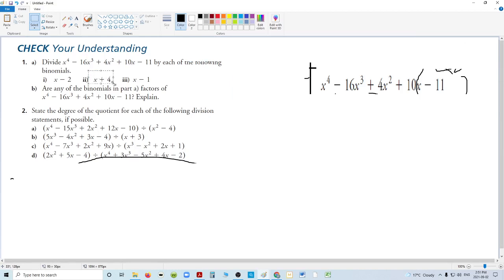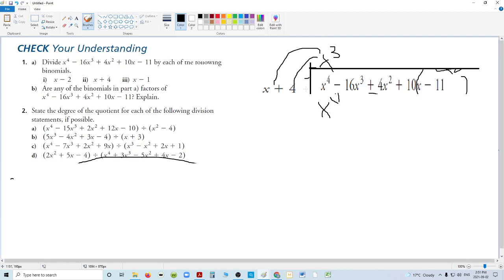And it's very good to do it because I'll tell you that it's very easy to make a mistake on these things. And the more you practice, the less mistakes you'll make. So what do I have to multiply x by to get x to the 4? It's x to the 3. When I multiply it, I get x to the 4.